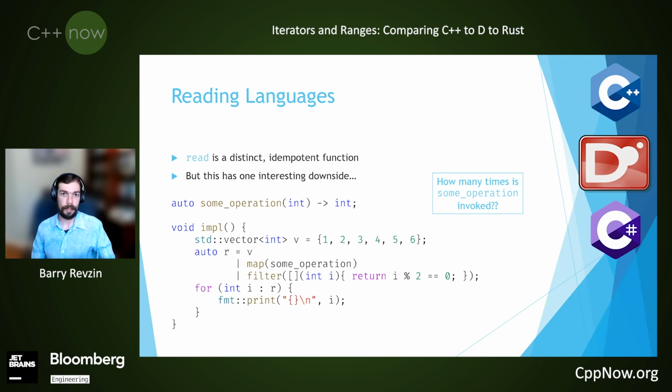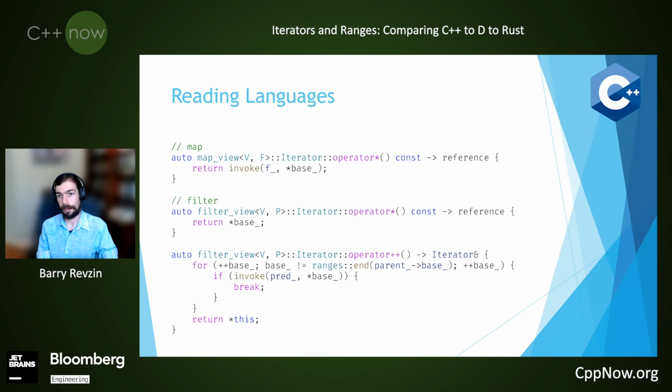So let's go through and see if we can provide a more precise answer to this question. How many times are we really invoking this function? Maybe it's expensive and we don't want to invoke this function more times than we strictly need to. So if we go back to the C++ implementation, here's what read looks like for the iterator and what read and advance look like for filter.